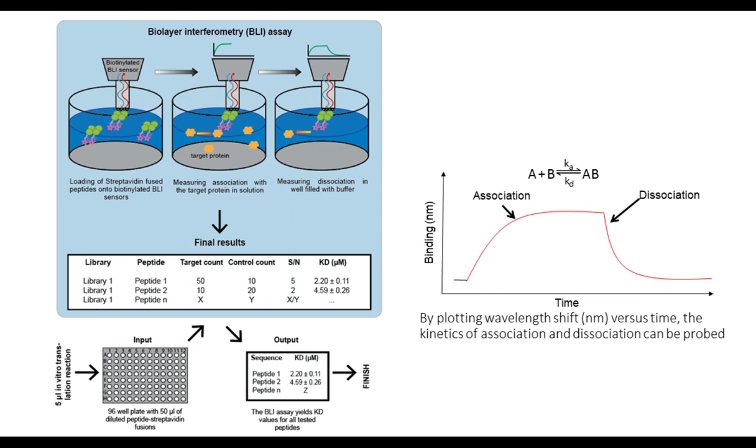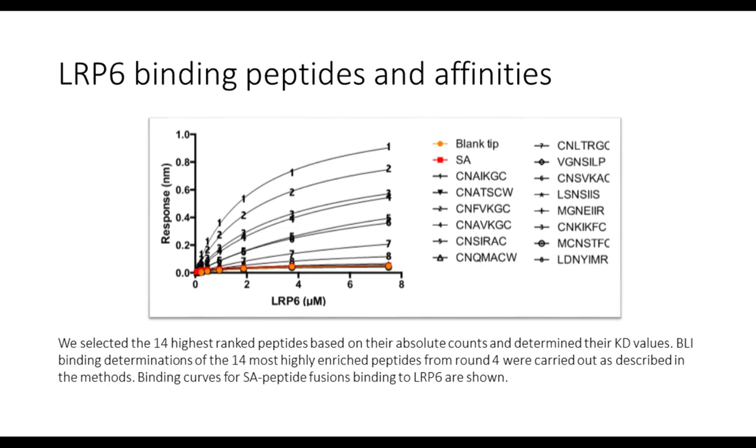And this is, once again, fully high throughput compatible. So it's no problem to do that with 96 peptides at a time. And after this experiment, you get your KD value. These are the KD values for the 14 peptides. We measured the blank tip and only streptavidin as a control, which are down here.